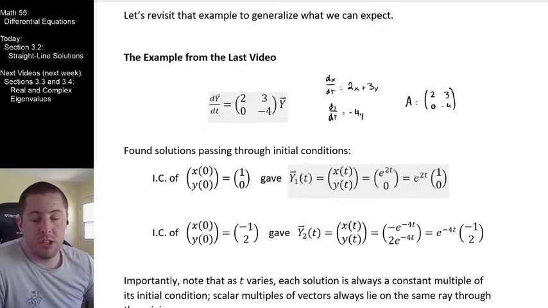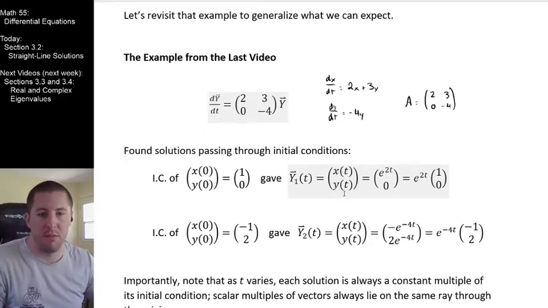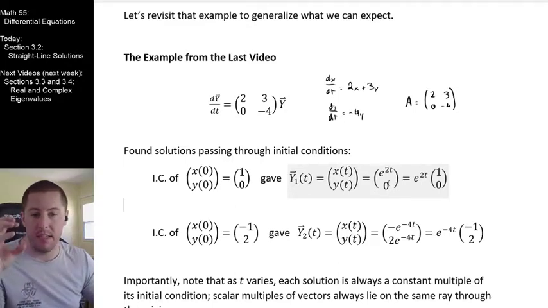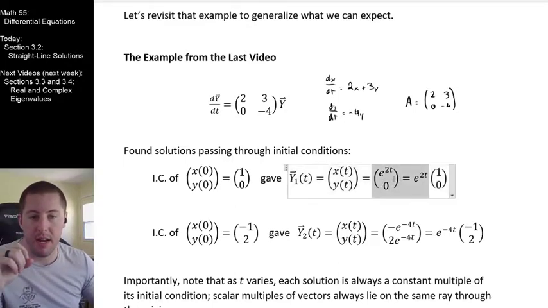This gave us our first solution, where these are x and y values in vector format. It gave us the solution that y could be equal to 0. And notice that if y is equal to 0, dy/dt is just 0. If y is equal to 0, then we just get dx/dt equals 2x, which gives the solution e to the 2t. Notice that I could factor out e to the 2t from this vector right here.